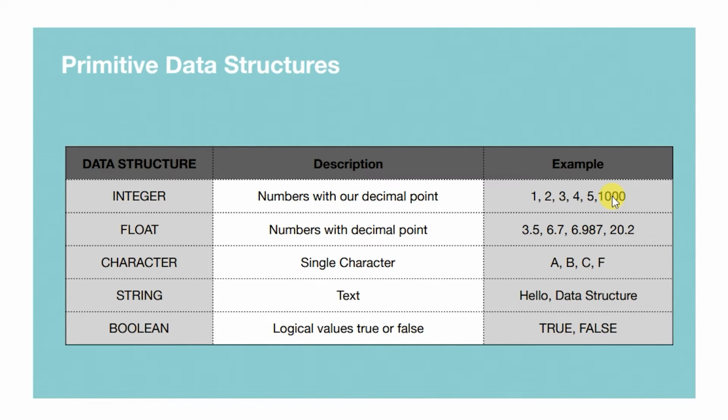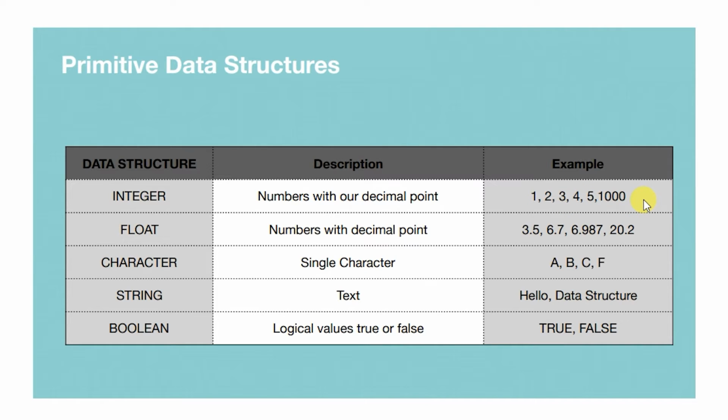So guys, the primitive data structure is classified into five: the integer, the float, character, string and boolean. The integer means numbers without a decimal point. For example, 1, 2, there is no decimal point there.